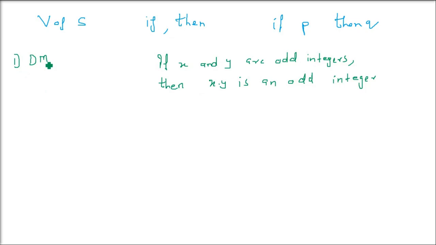So the first method is DM, which is the direct method. So here we will say, we'll assume that P is true. And in step 2, we'll prove that Q is true. Starting with assuming that P is true, we'll prove that Q is true. So let us take an example. This is already an example.